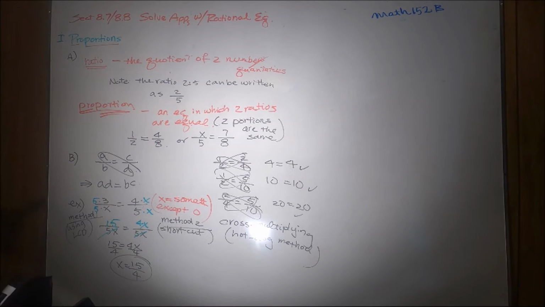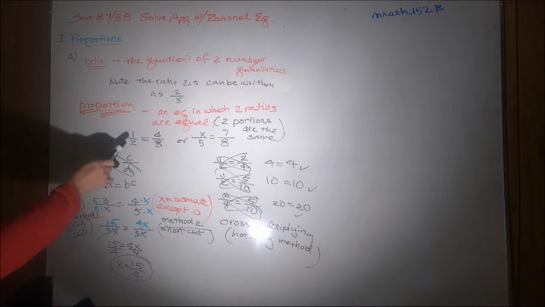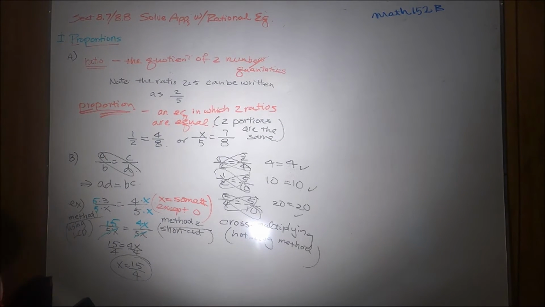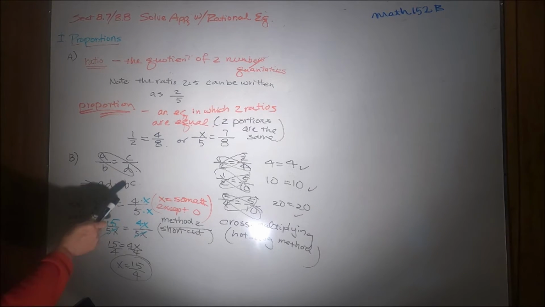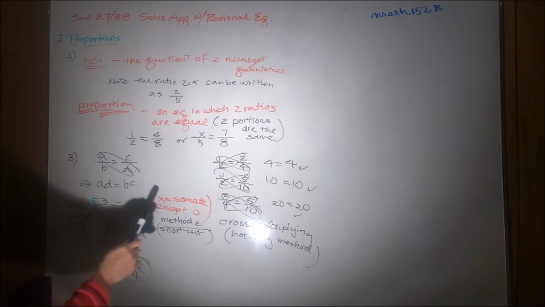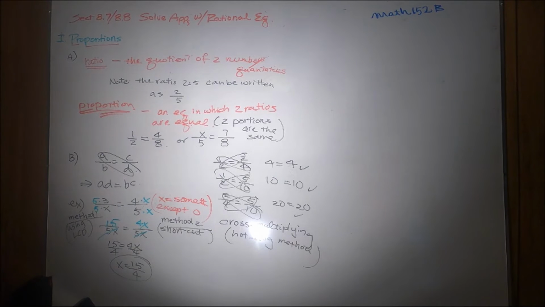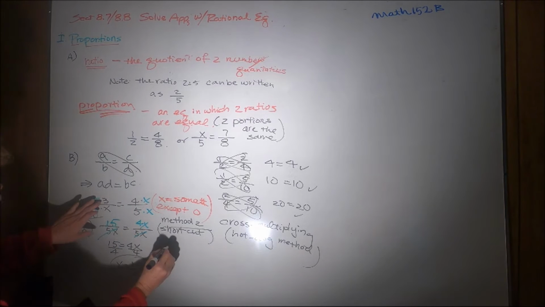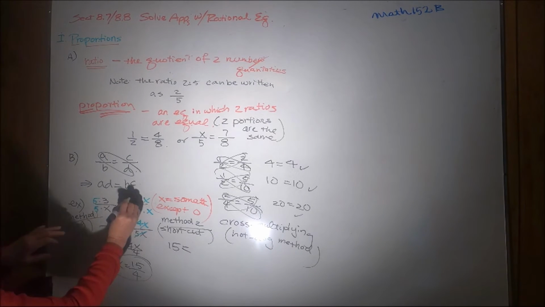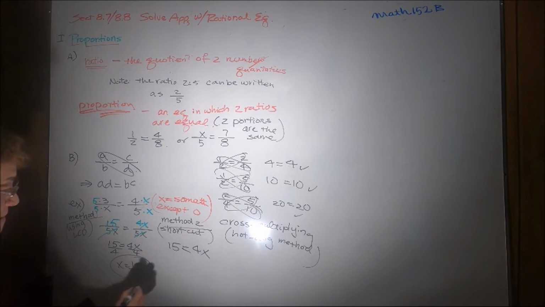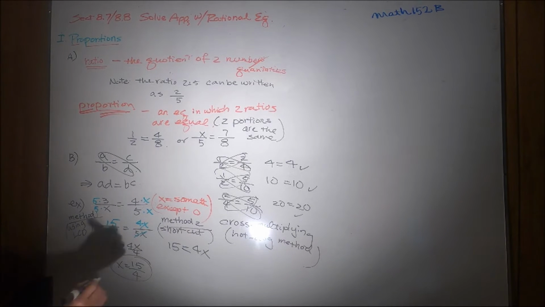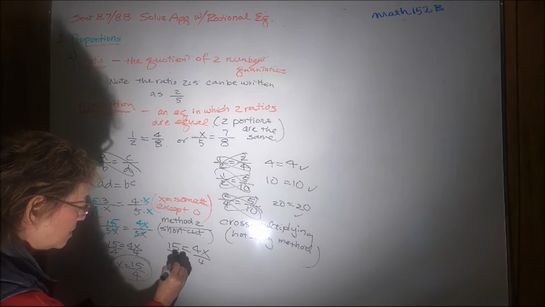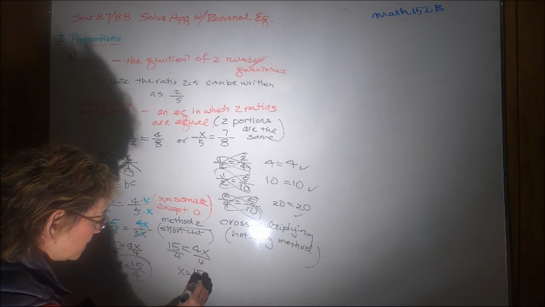If it is a what? Proportion, because you already have a single fraction on either side, then you can just do what? The hot dog method or cross multiplying. If we do that, then 5 times 3 is what? 15. 4 times x is 4x. Is that right? Then you divide it by 4. X is what? 15/4.